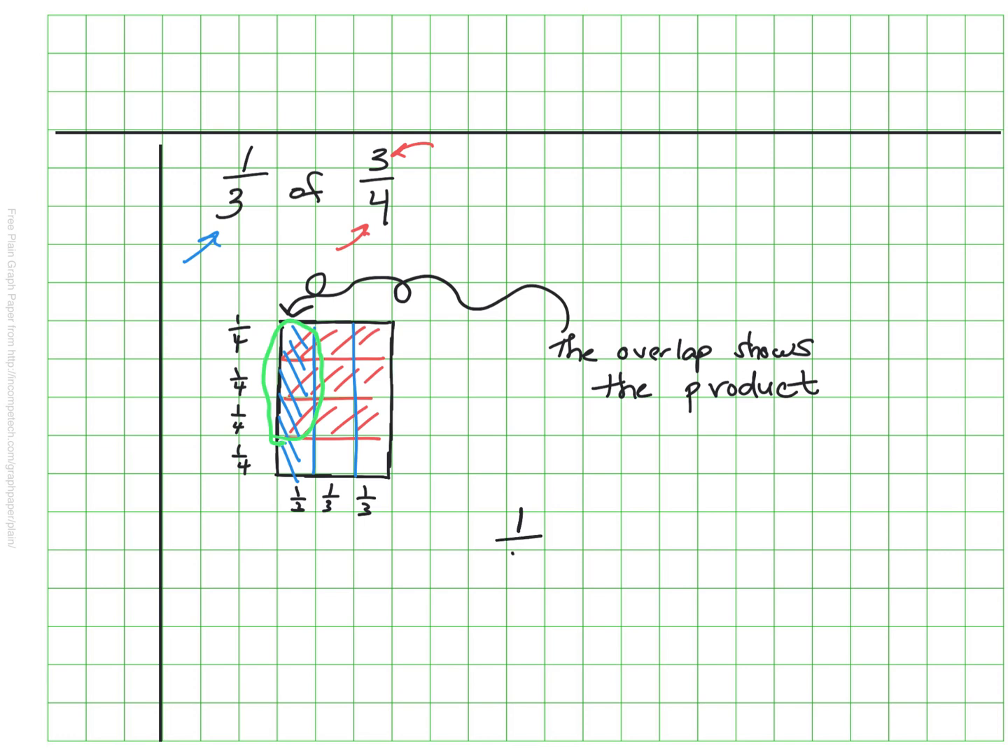So 1/3 of 3/4 means I'm going to be multiplying 1/3 times 3/4. And in my visual, I see 1, 2, 3 sections that overlap out of a total of 1, 2, 3, 4, 5, 6, 7, 8, 9, 10, 11, 12 sections. So 1/3 times 3/4 is equal to 3/12. And again, some of you are thinking, I know I can simplify that. And you're right. That could also be the same as 1/4.